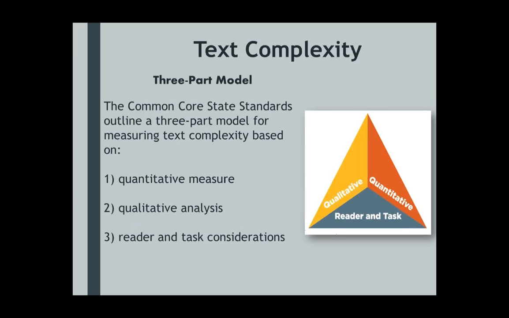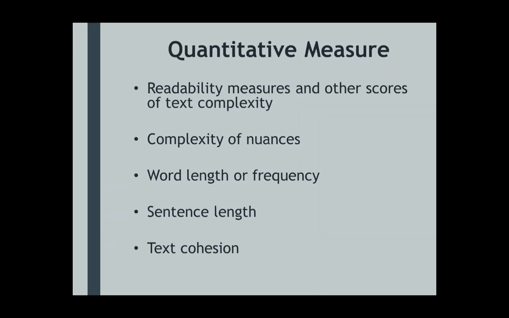Fortunately, the Common Core State Standards has given us a 3-part model, an outline, if you will, of a way to measure text complexity based on 3 different items. One is the quantitative measure, the second is qualitative analysis, and the third is matching the reader and the task and the considerations between the 2. So let's take a look real quickly at the quantitative measure.